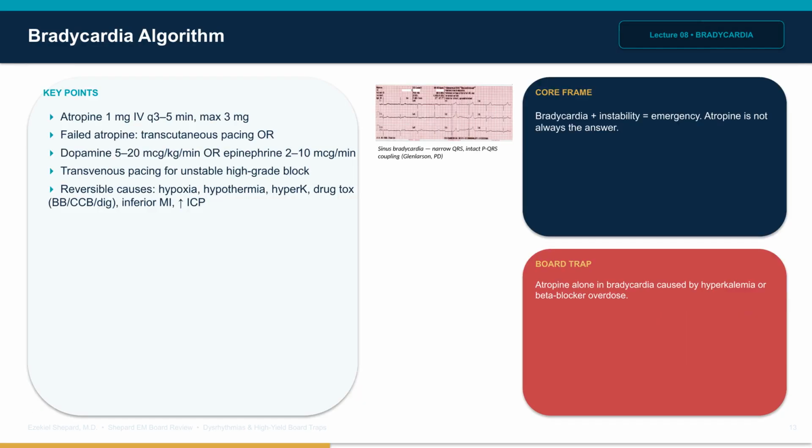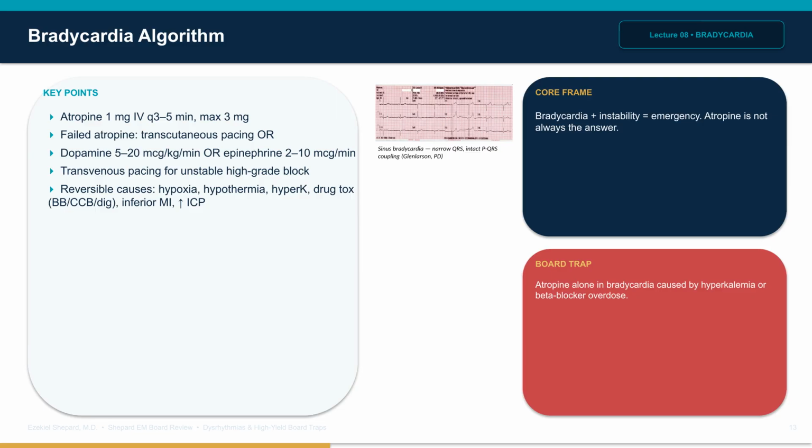Symptomatic bradycardia: atropine 1 mg intravenously, repeat every 3 to 5 minutes to a maximum of 3 mg. If atropine fails, transcutaneous pacing, dopamine 5 to 20 micrograms per kilogram per minute, or epinephrine 2 to 10 micrograms per minute infusion. Transvenous pacing is definitive for unstable high-grade block. Identify reversible causes: hypoxia, hypothermia, hyperkalemia, drug toxicity from beta blockers, calcium channel blockers, or digoxin, inferior myocardial infarction, and elevated intracranial pressure with Cushing response.